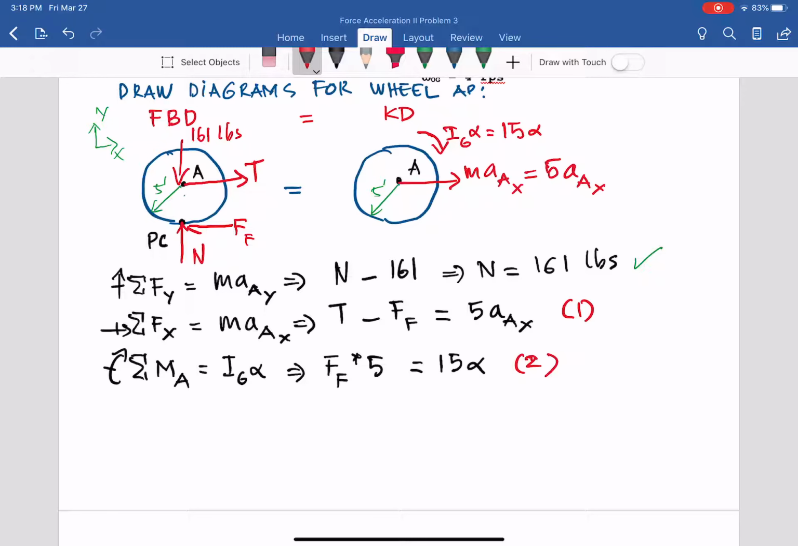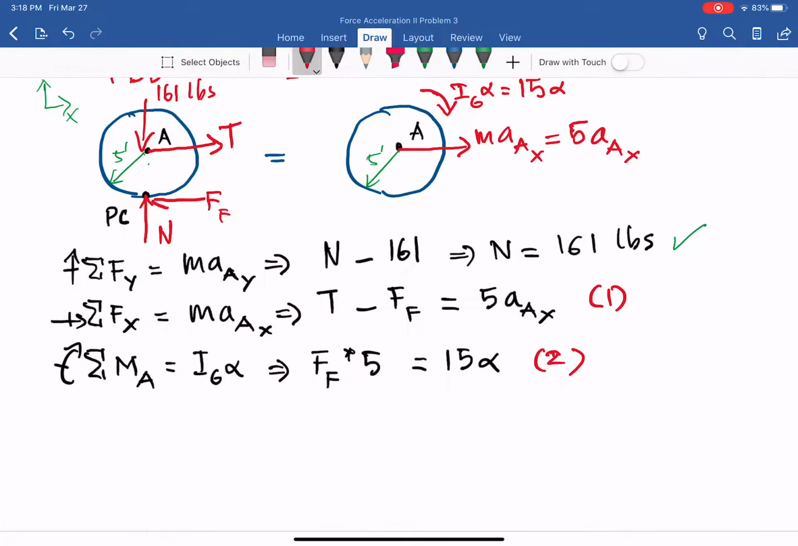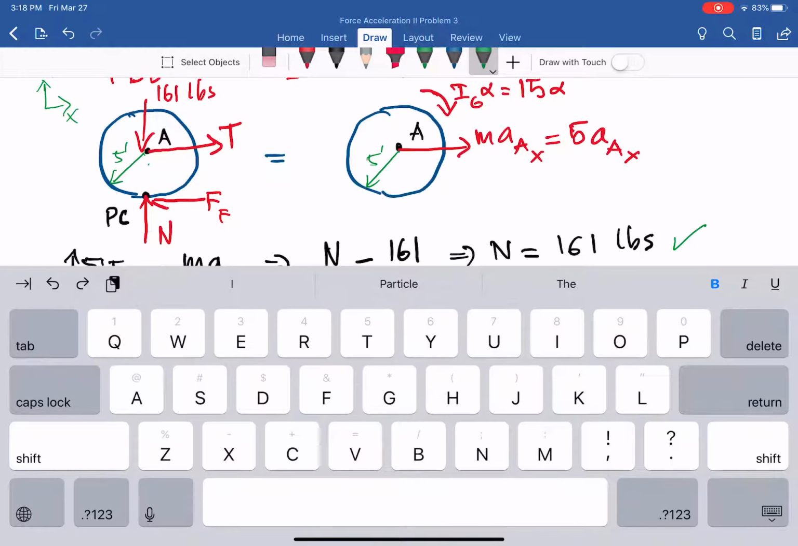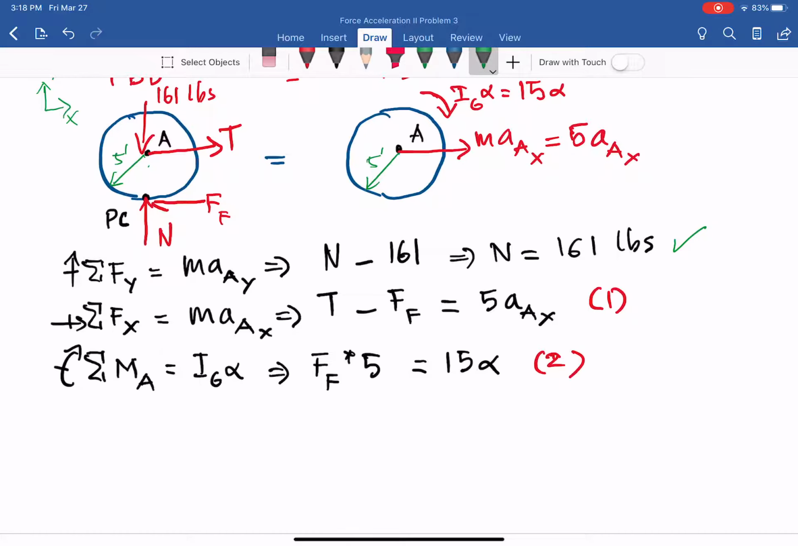Equation 2. So now we have two equations. Let's see how many unknowns we have. We have tension, 1 unknown; friction force, 2; and then we have a_x, 3; and then we have alpha, 4. So two equations, 4 unknowns. So we cannot solve.